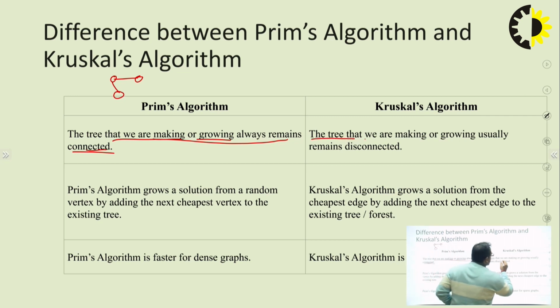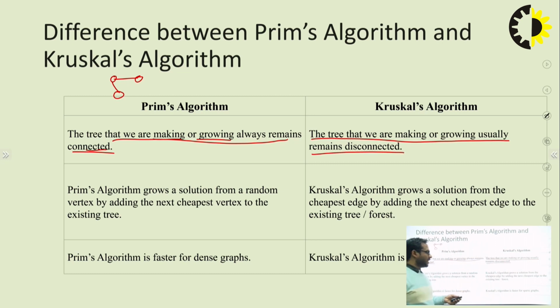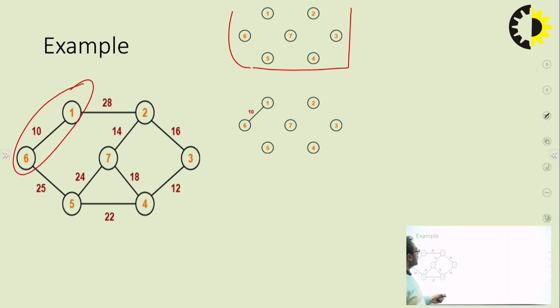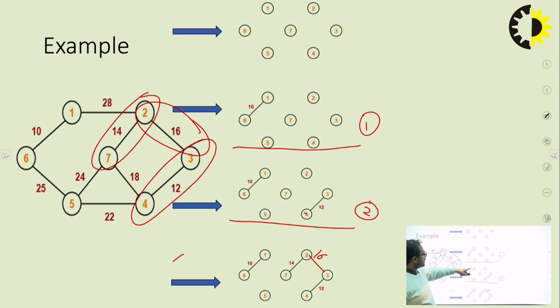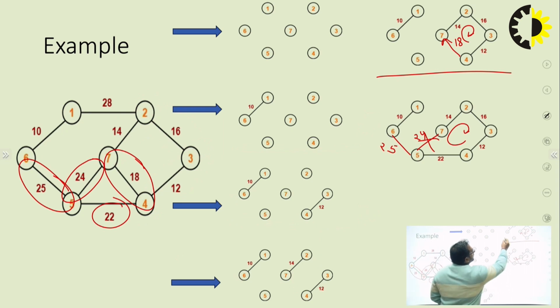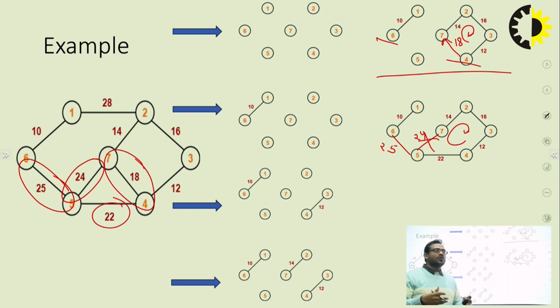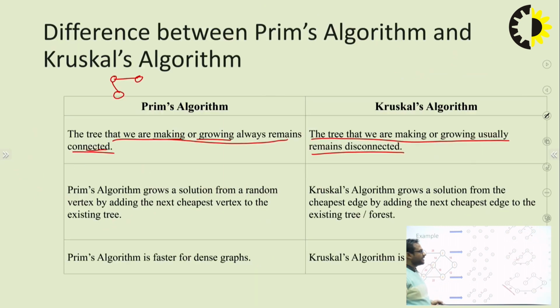But in Kruskal's, the tree that we are making and growing usually remains disconnected. Just like in the example, if you can see, in Kruskal the tree is basically growing in a disconnected form. You can see this is one graph, this is a second graph, right? So these are in disconnected form. So whenever it is growing, you can see this is a graph, and this is different, this is different. So two different graphs are growing in a disconnected form. But in Prim's, they are growing in a connected form, right?